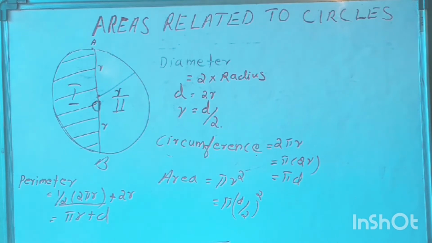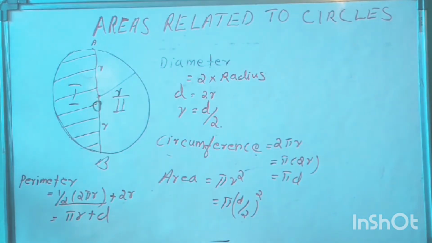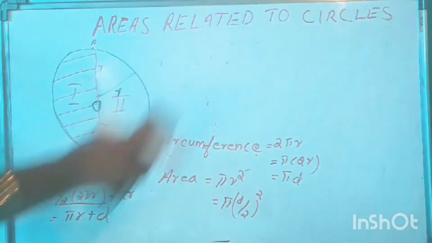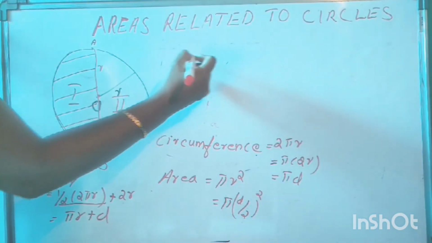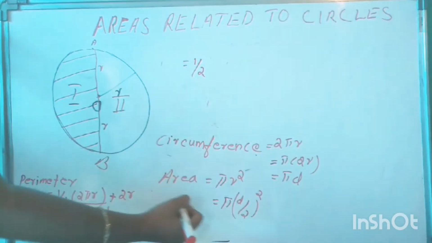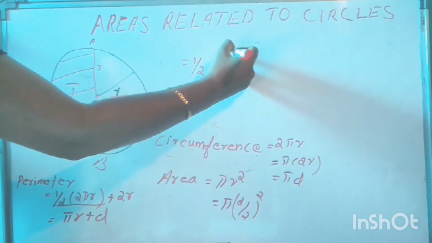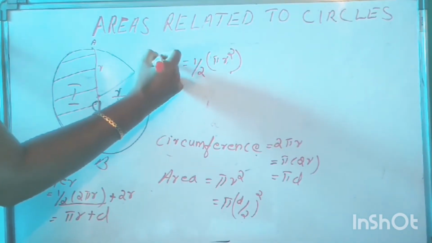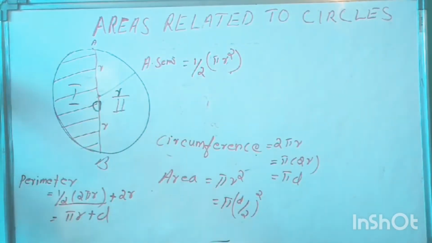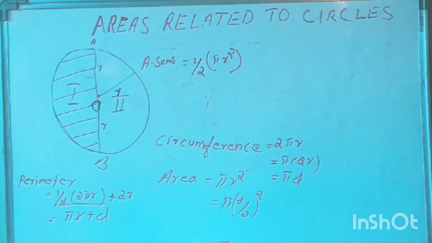Then the area, from the definition of the semicircle, a semicircle is half of the circle. Then the area of the semicircle is half of the area of the circle. So the area of the semicircle is half into the area of the circle, which is pi r square. This is the area of a semicircle.